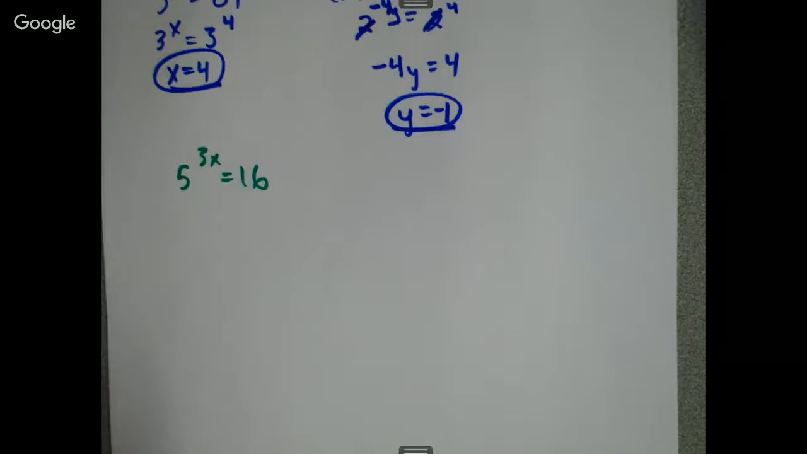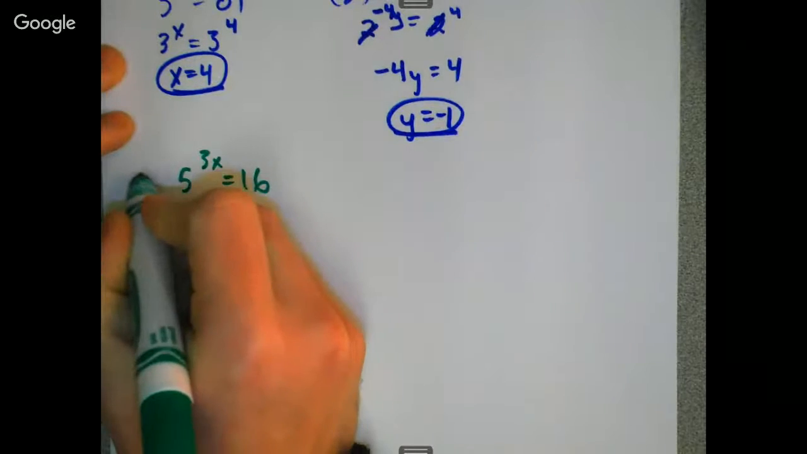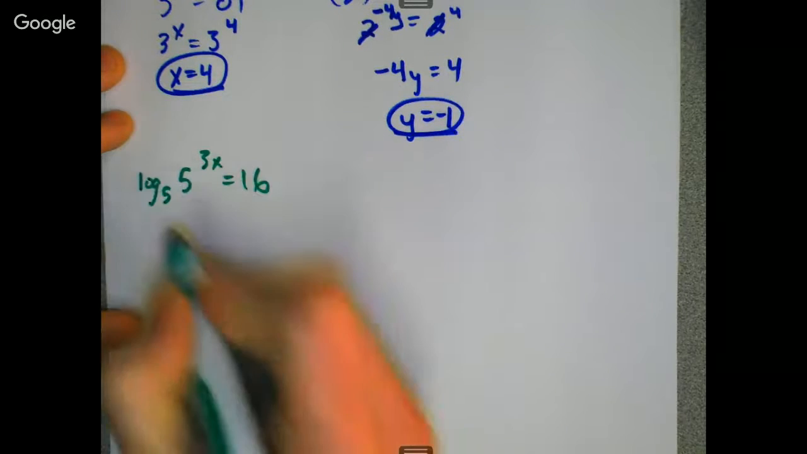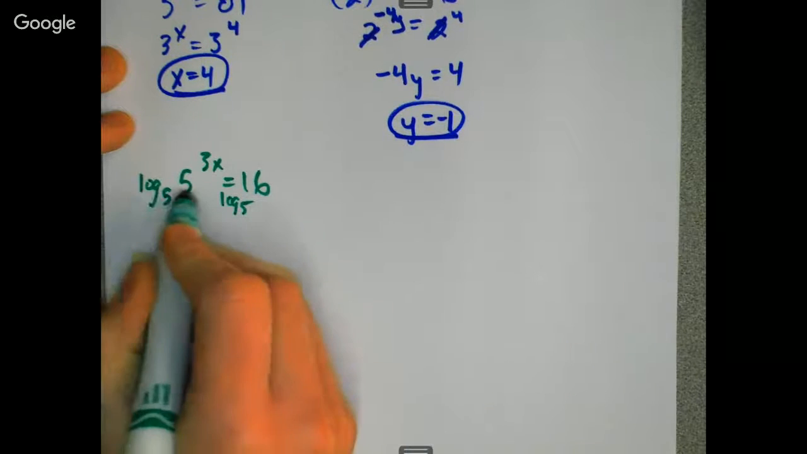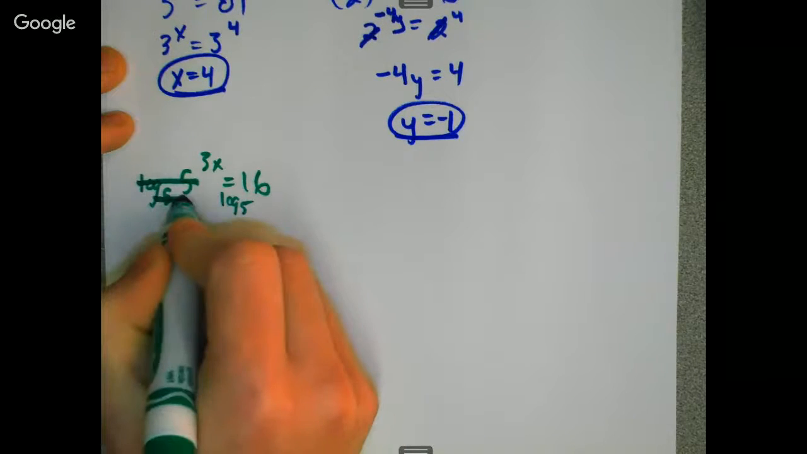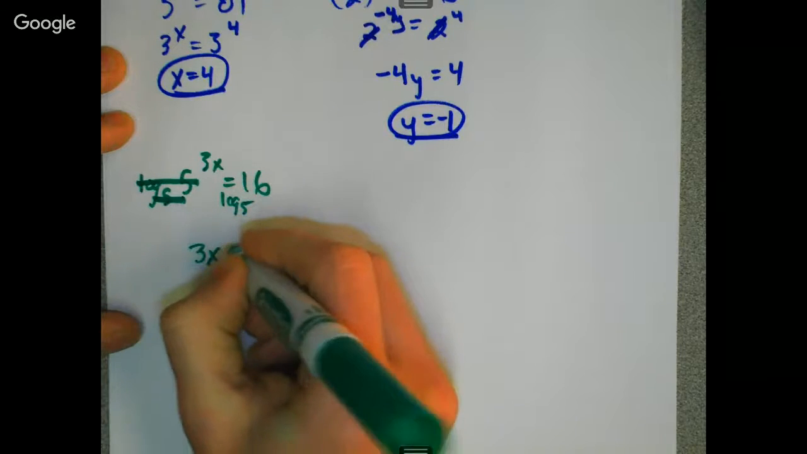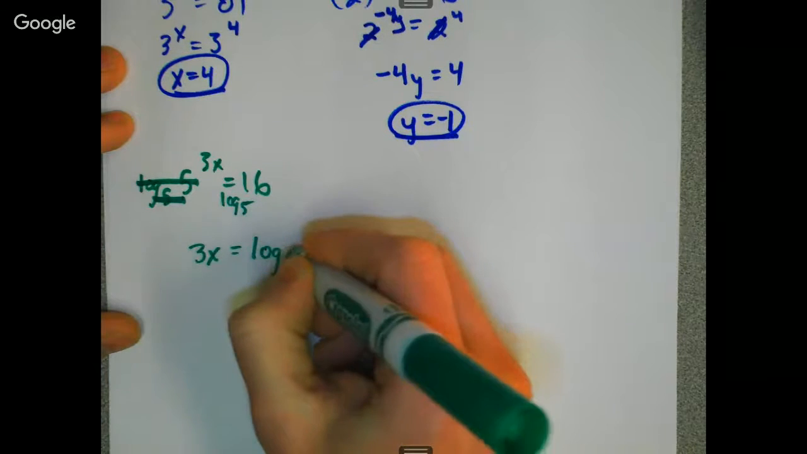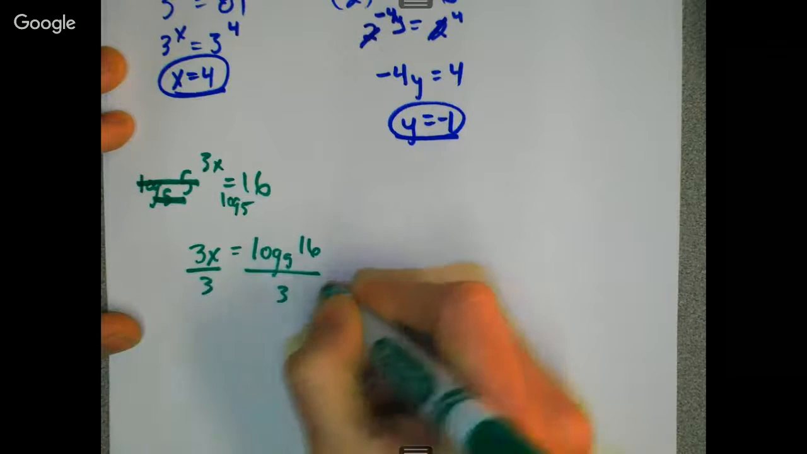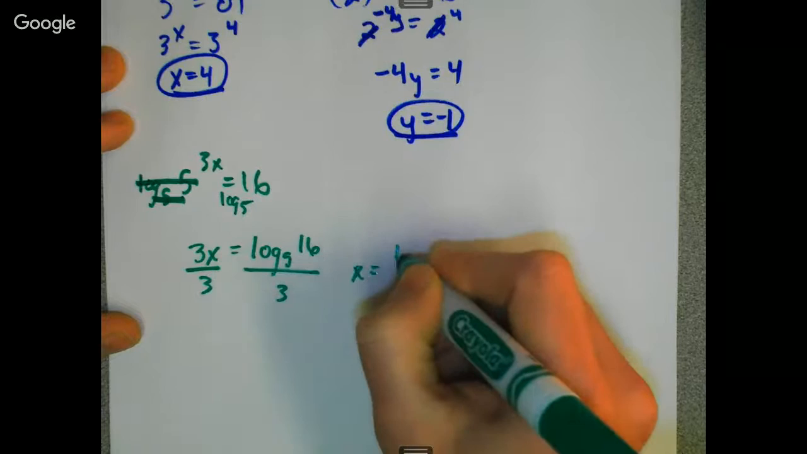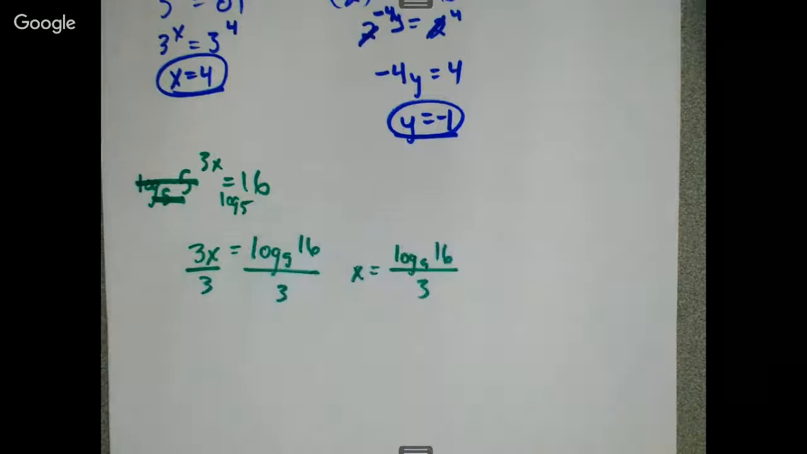So in order to do that, since my term's already isolated, I'm going to take the log base 5 of both sides. Okay. Now on the left side here, you notice that these cancel, and I'm able to bring this variable down. So I've got 3x equals log base 5 of 16, and then I divide by 3. So you get x equals log base 5 of 16, over 3.